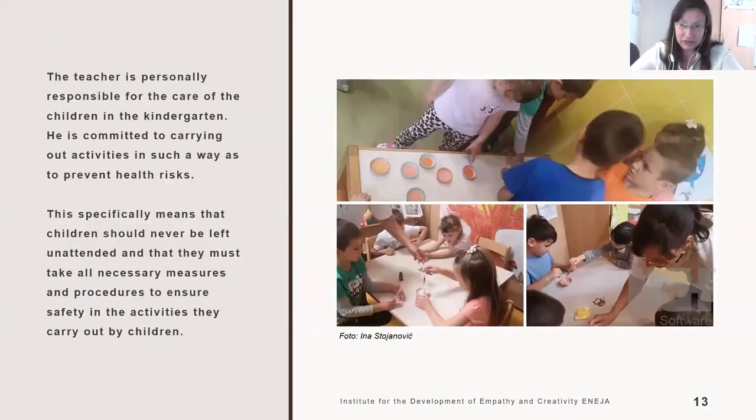So the teacher, I'm talking about Slovenia, is personally responsible for the care of the children in the kindergarten. They have personal responsibility and also responsibility for their institution of work. The teacher is committed to carrying out activities in such a way as to prevent health risks. We all know bee venom is healthy and has a positive impact on the human body, but we have to be careful in that area. So this specifically means that children should never be left unattended, and teachers must take all necessary measures and procedures to ensure safety in the activities they carry out with children.